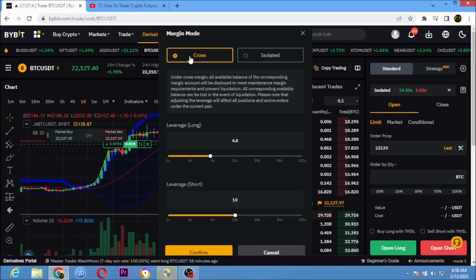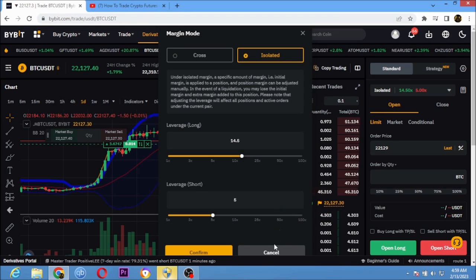So the difference between cross and isolated, let me talk about this one also. Cross means that if you have $1 in your derivatives or futures account, and that $1 is lost after you have made a loss, your account will not stop. It will go even into the spot wallet and use the amount that you have, so that your trade can be sustained. But when you use isolated, you are going to use only the specific amount of money that you have in the derivatives account. So that is the difference between isolated and cross.